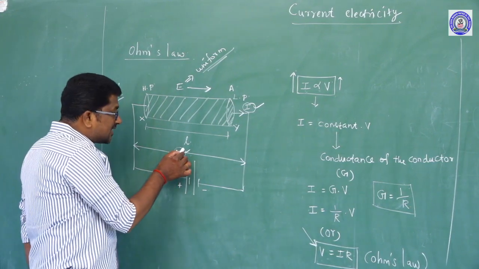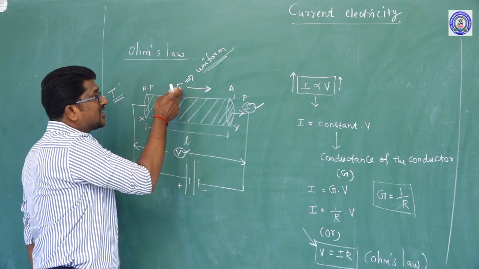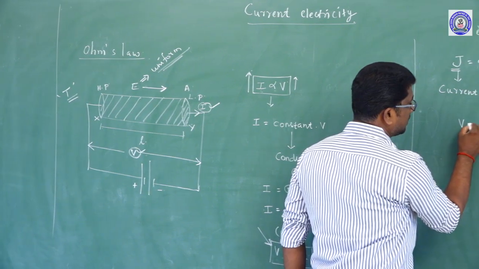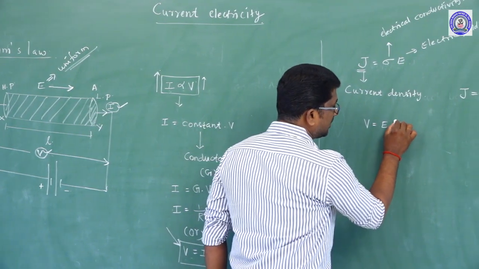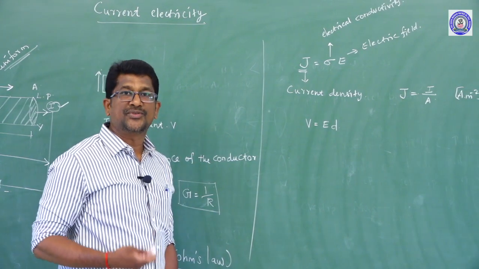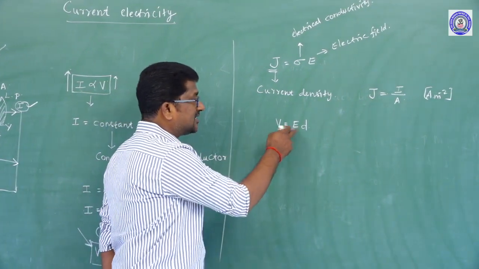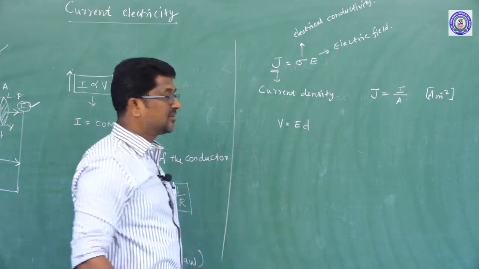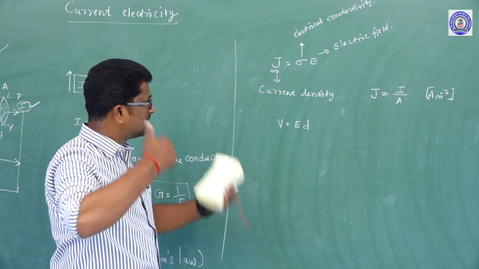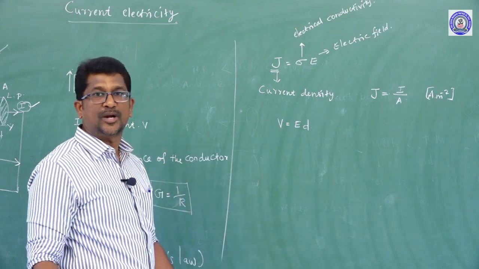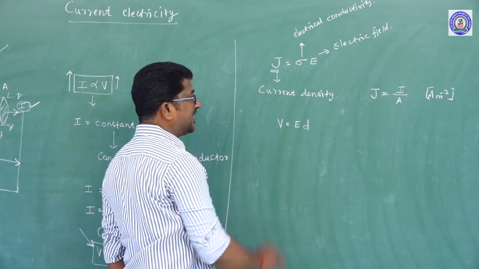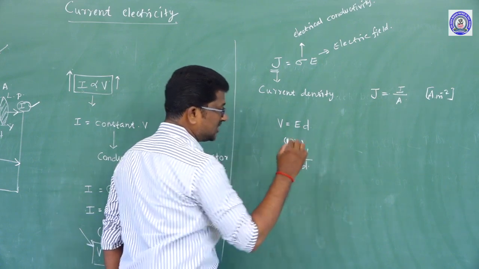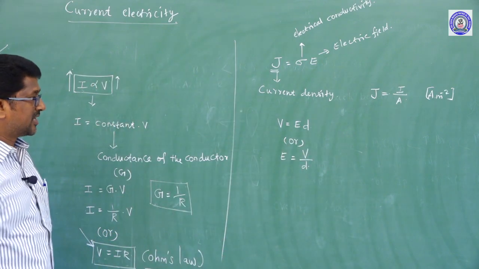We know that there is a relationship between potential difference, electric field and distance, that is V equals E into D. The relation between potential difference and the electric field is V equals E into D. We already know this expression; it was discussed in the first chapter, electrostatics. V equals E into D, or otherwise E equals V divided by D. This is the relation between electric field and potential difference, right.